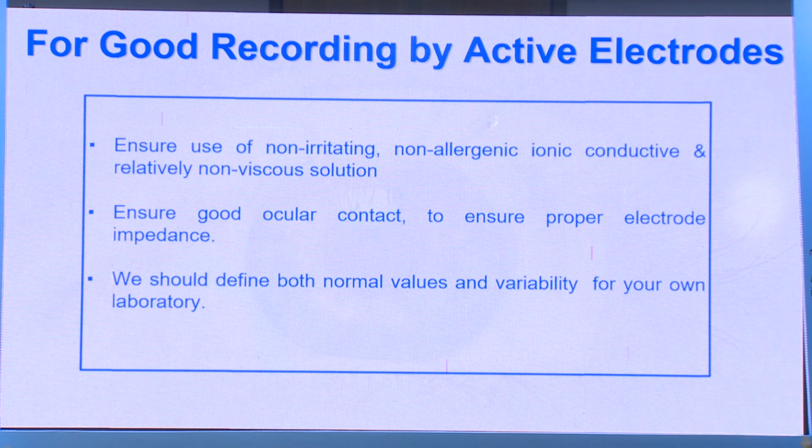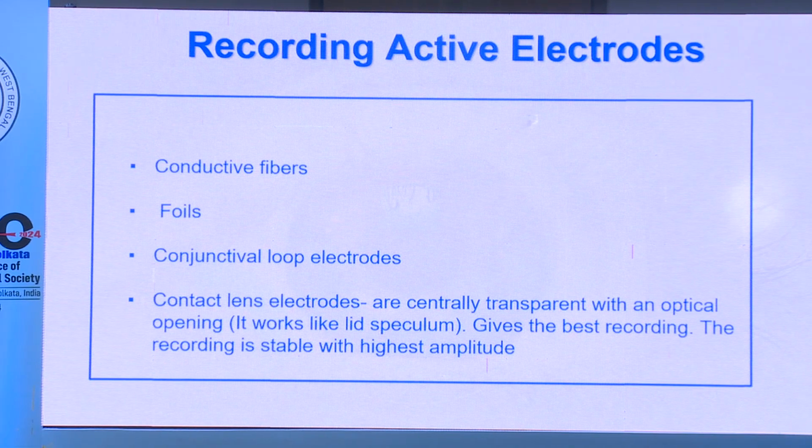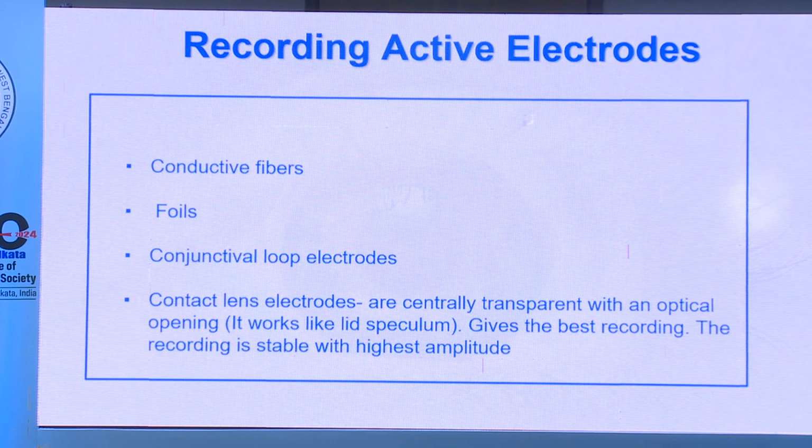For a good recording by an active electrode, one has to ensure the use of a non-irritating, non-allergic, ionic, conductive, and relatively non-viscous solution, and good ocular contact to ensure proper electrode impedance, and we should define both the normal values and variability for our own laboratory. Now, active electrodes can be conductive fibers, foils, conjunctival loop electrodes, and contact lens electrodes. These contact lens electrodes are centrally transparent with an optical opening, work just like a lid speculum, give the best recording, and the recording is stable even with higher amplitude.